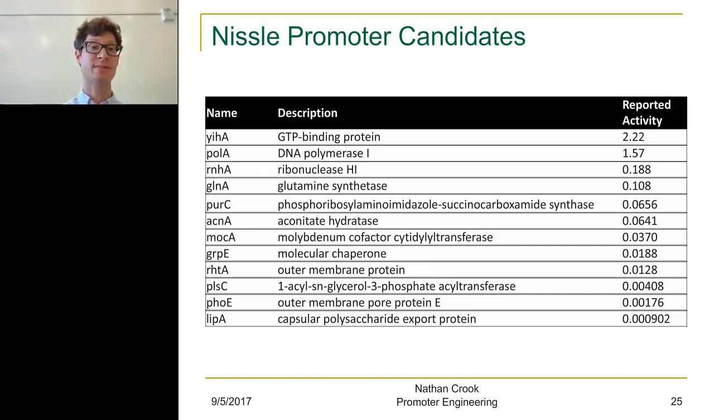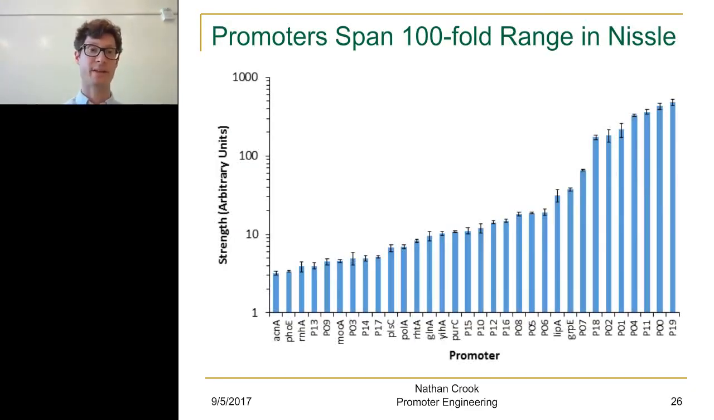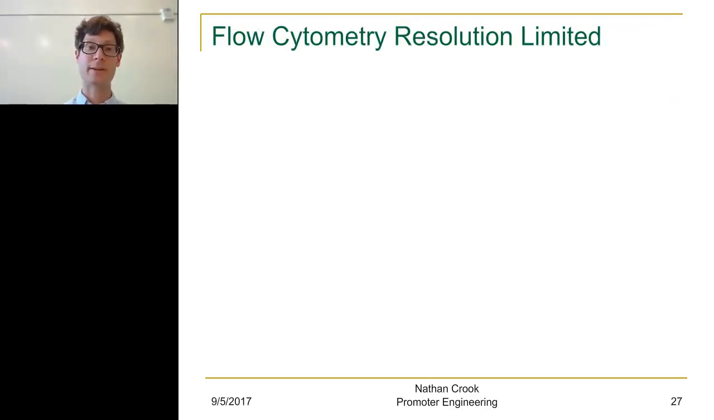What we did is we took these promoters, these known Nissle promoters as well as the synthetic promoters, and we cloned them in front of a green fluorescent protein reporter gene, and we characterized their expression via flow cytometry. What we found was that the promoters that we have cloned in span a 100-fold range in E. coli Nissle. Now, it's important to note that this is in vitro growth in LB broth, very, very different from the in vivo case. But they span a 100-fold range, and so this gives us a promising starting point to do further characterizations. Of interest, we did find that our flow cytometry sort of limited our ability to gain access to those really weak promoters.